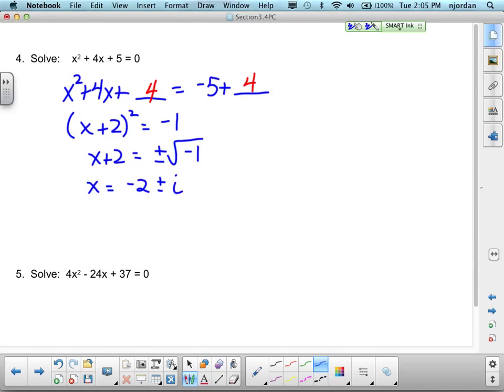imaginary solutions here. If you were to graph x squared plus 4x plus 5, the parabola would be above the x-axis. It wouldn't have any real intercepts, but it does have imaginary solutions.